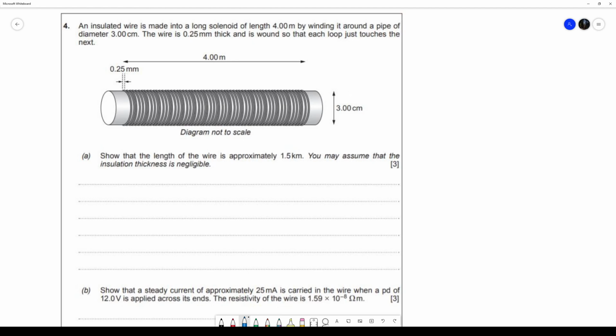So show that the length of wire is approximately 1.5 kilometers. You may assume that the insulation thickness is negligible. All right, so what we need to do here is calculate the number of turns there are by simply dividing our 4 meters by the width of one turn, and then multiply that by the length of each turn, which is just the circumference of the tube.